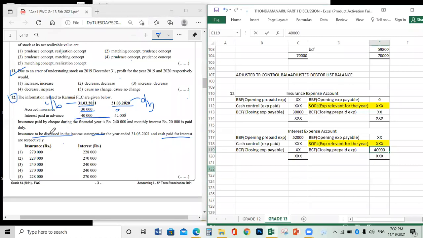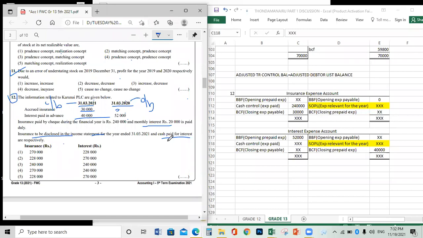Now let's see. Insurance paid by check during the year is 240. Guys, when you pay, what happens? Your cash is credited while your insurance account becomes debit when you pay. And then they say monthly interest expense is 20,000.